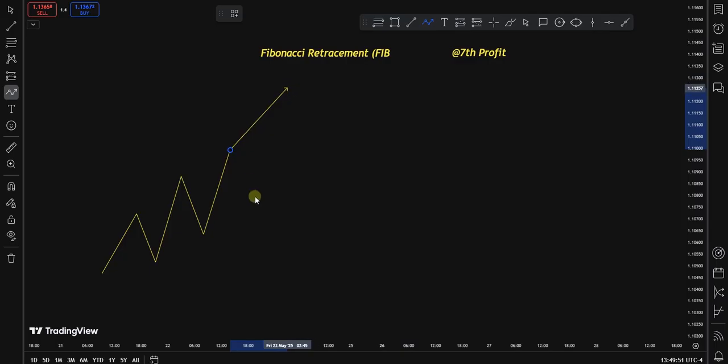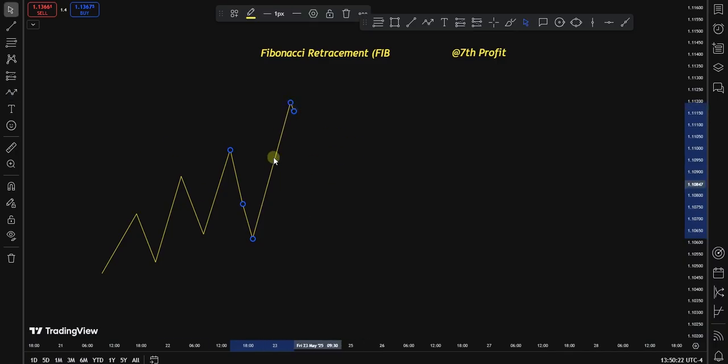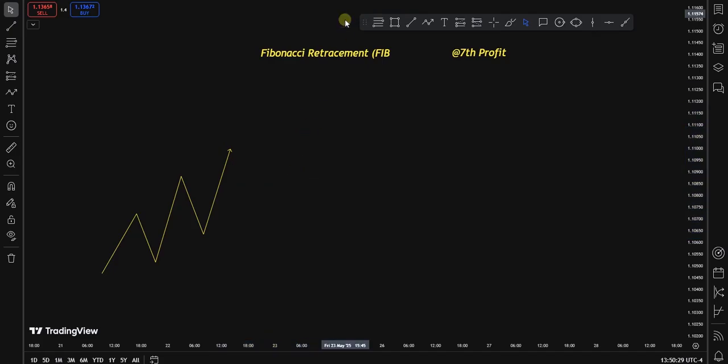But the question now is, where exactly do we enter a trade here? What if we enter a trade right here and we are expecting the price to give us an uptrend, to create a new higher high? But unfortunately, the market comes right here and probably stops us out before going up. So that is the question, guys. Where exactly do we enter? That is where Fibonacci retracement comes in. Fibonacci retracement tells us exactly where to enter a trade.